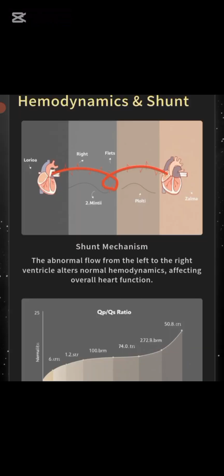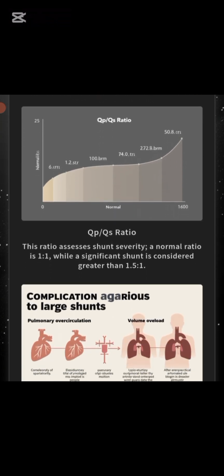Shunt mechanism: the abnormal flow from the left to the right ventricle alters the normal hemodynamics, affecting overall heart function. QP:QS is a more important ratio. The ratio assesses shunt severity. A normal ratio is 1:1, while a significant shunt is considered greater than 1.5:1. The QP:QS means the pulmonary to systemic flow ratio. So this is more important in VSDs and ASDs.